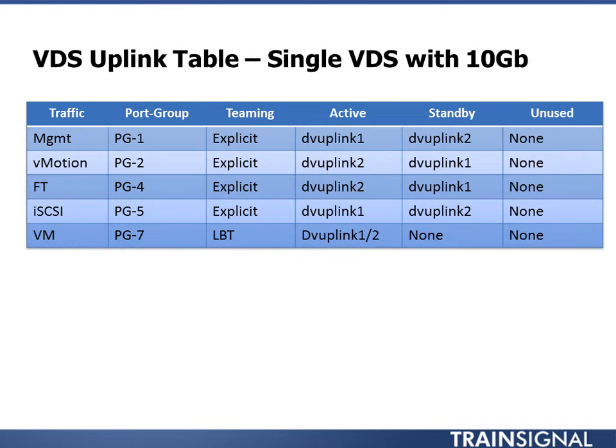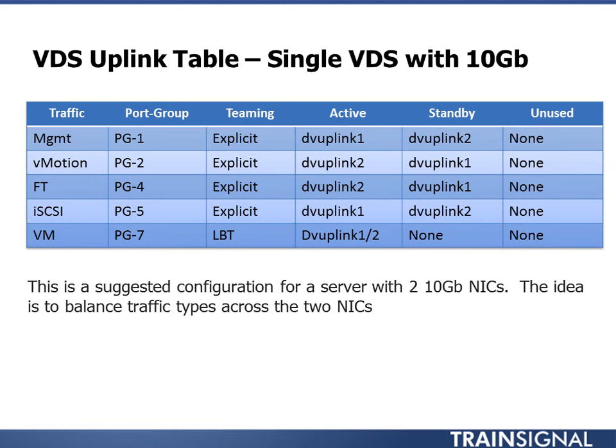Here's an uplink table with a single VDS with 10 gig. So we say we only have 2 10 gig ports. Management, 1 and 2. vMotion is 2 and 1. And we have vMotion and FT sharing the same active NICs, mainly because it's 10 gig, so we've got capacity to do it. We put iSCSI as an offset, so we don't want iSCSI on the same active as FT and vMotion. And then VM, we use load-based teaming again for both 1 and 2. That way, if, say, iSCSI goes nuts on DV uplink 1, load-based teaming will move those VMs to uplink 2 and try to balance that. So it just depends how you want to do it, but again, this is an example with 2 10 gig ports.